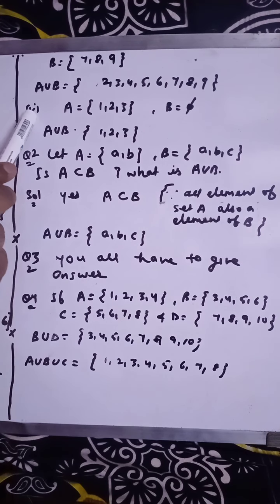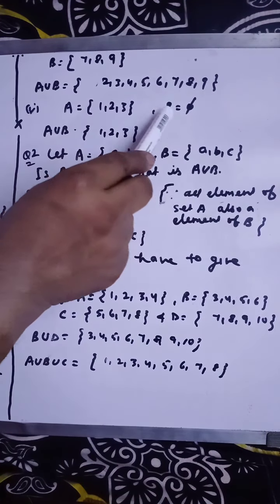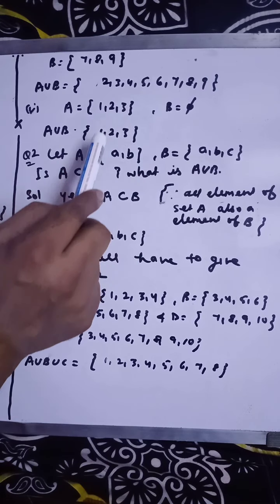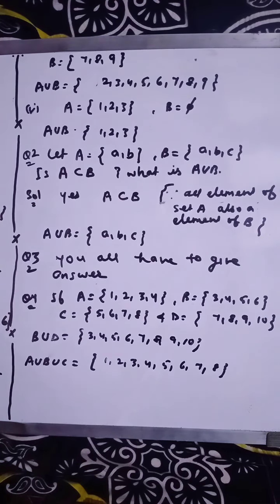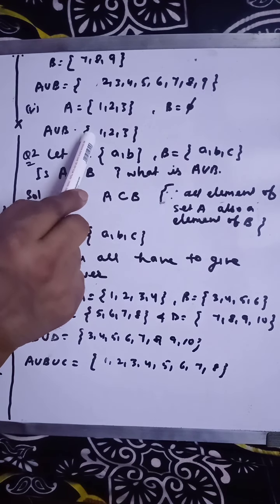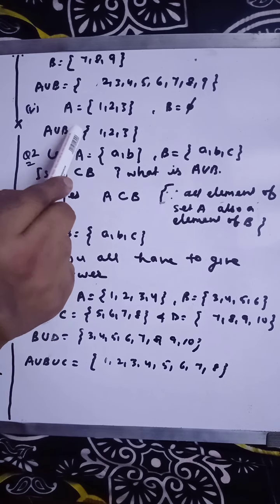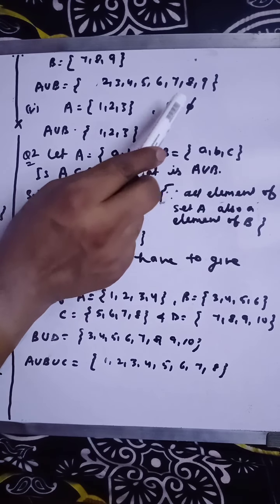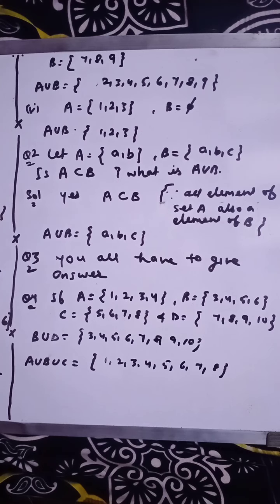And this is your fifth part. A set is given. B is 5. So A union B will be 1, 2, 3, because 5 is a null set. So no need to write 5 in case of union. When you have to find the union, no need to write 5. Someone will write 5, 1, 2, so no need to write this. Okay. And similarly, question number 2.